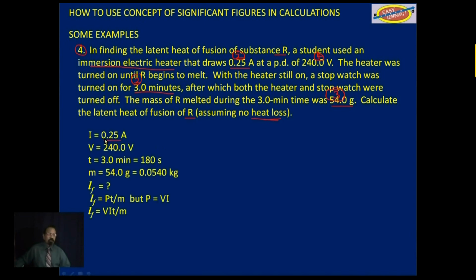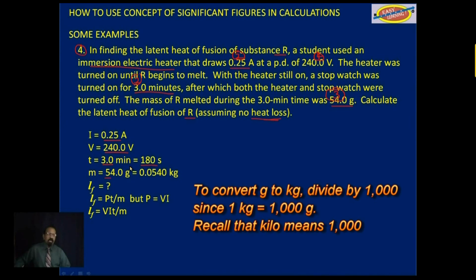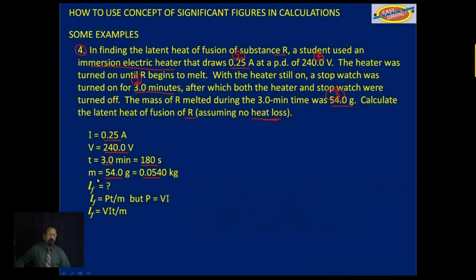We get that the current is 0.25 amp. The voltage is that. The time is 3.0 minutes, but that formula could only take seconds. So we have to convert it to seconds. The mass is 54.0 gram, which we need to convert to kilograms. We want to find the latent heat of fusion. There is a formula that says latent heat of fusion is equal to PT over M. P, of course, is the power in watts. T is the time in seconds. M is the mass in kilograms.